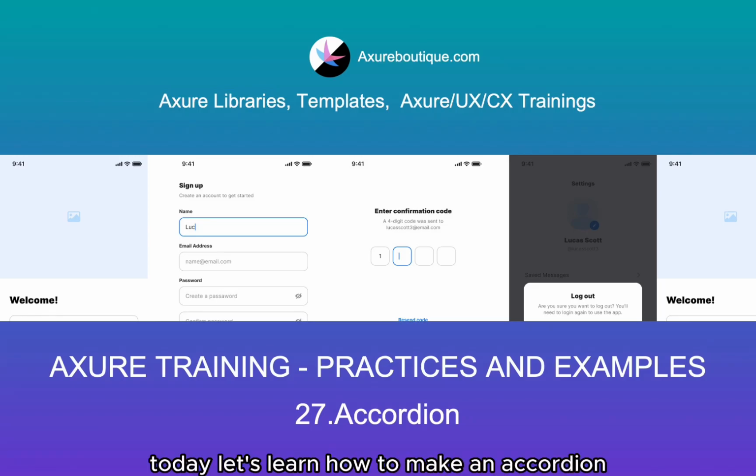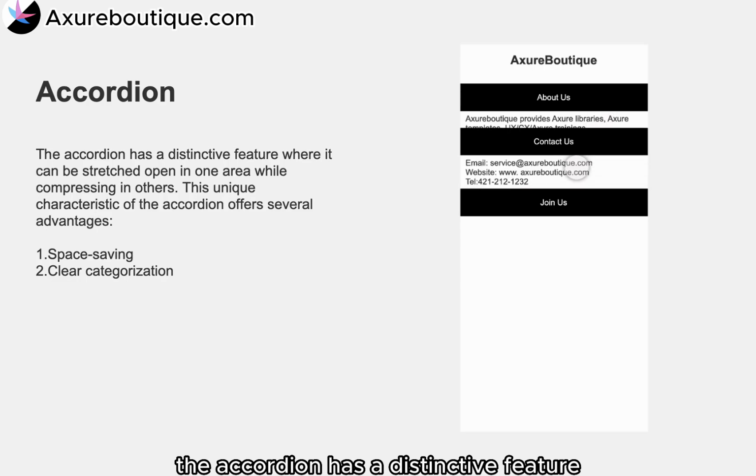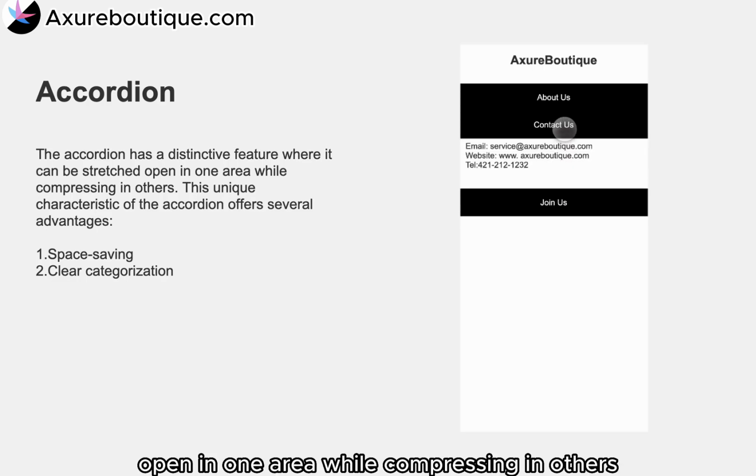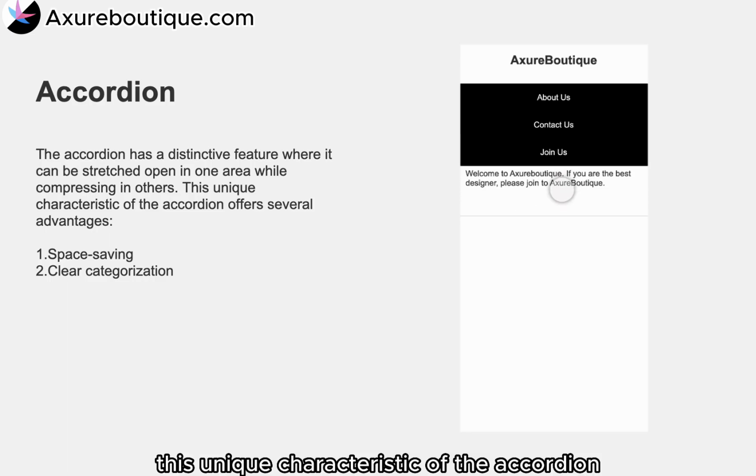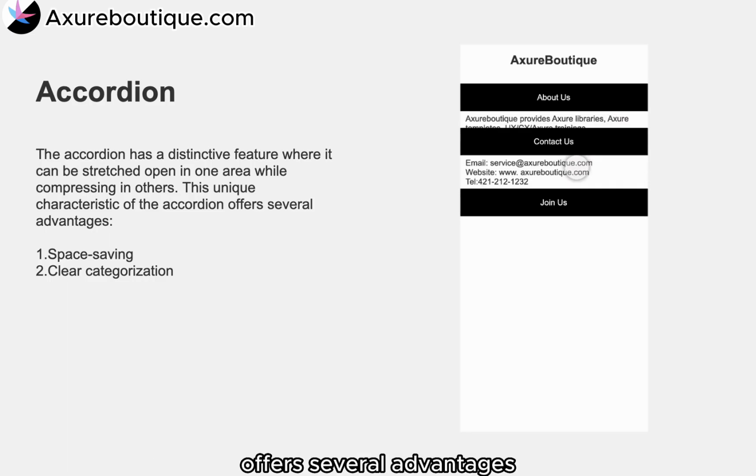Hello everyone, today let's learn how to make an accordion. The accordion has a distinctive feature where it can be stretched open in one area while compressing in others. This unique characteristic of the accordion offers several advantages.